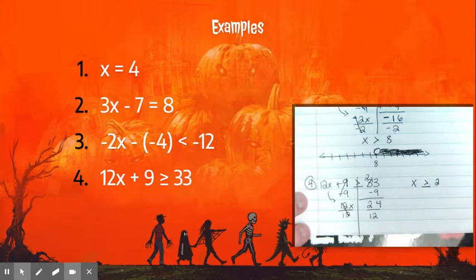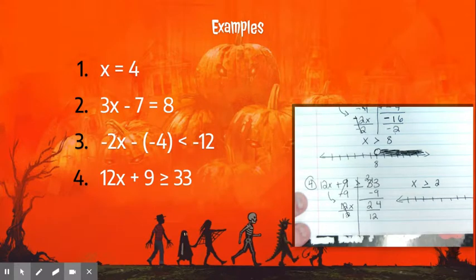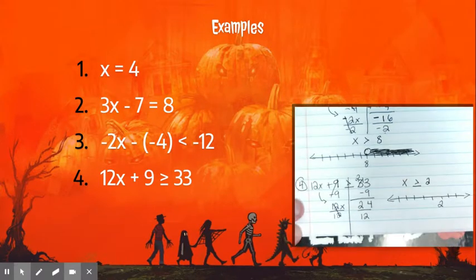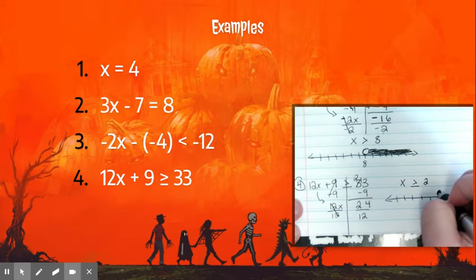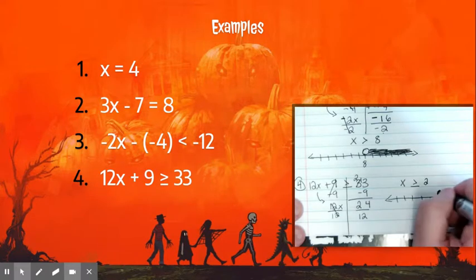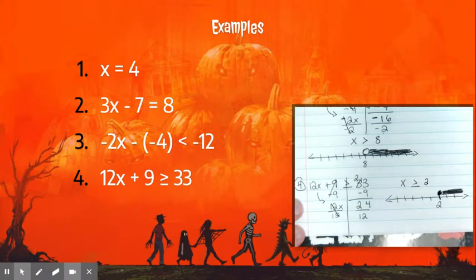Okay, and we're going to draw our number line. We have 2. Let's put 2 there. Okay, it's greater than or equal to, so it's a solid dot. So we're going to have a solid dot, all colored in, and it's greater than, so it shades to the right. Okay, and that's all you do, guys.